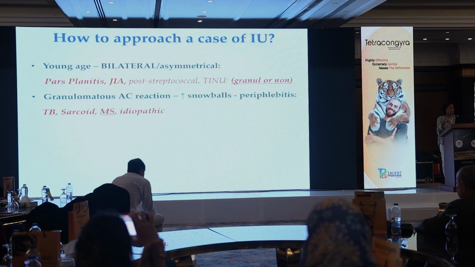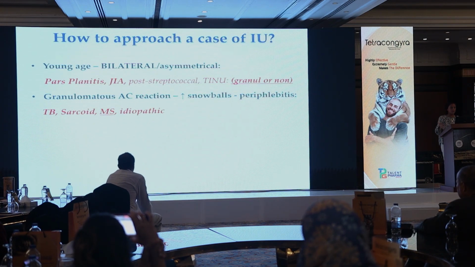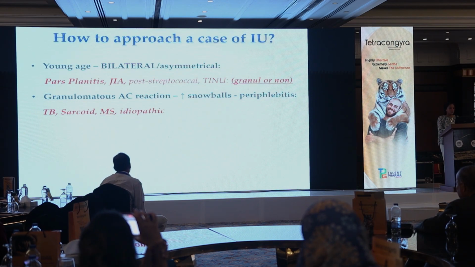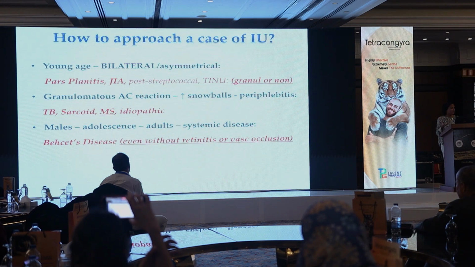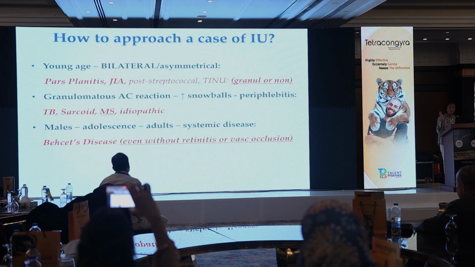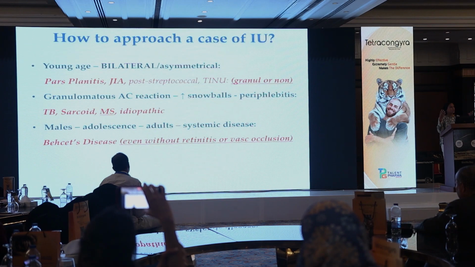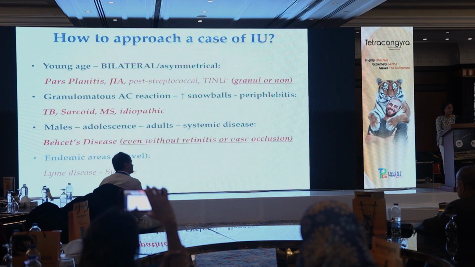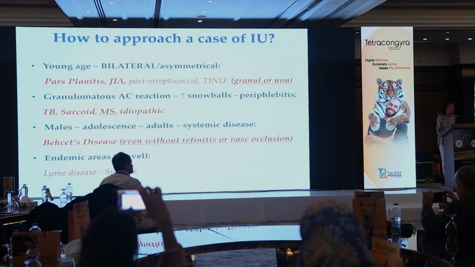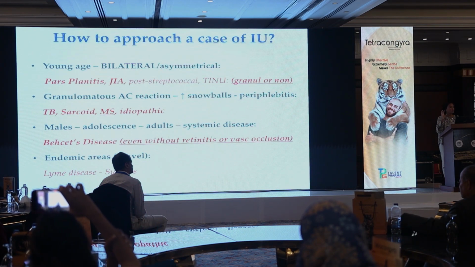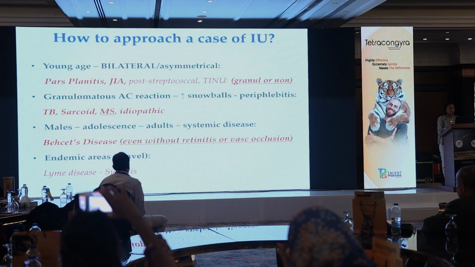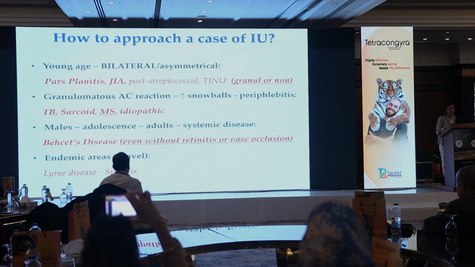Number two, if I have a severe granulomatous AC reaction and we tend to find extensive snowballs and extensive peripheral uveitis, I always think of TB, sarcoid, MS, or even sometimes severe idiopathic cases. If I have males, adolescents, adults, and they have systemic disease in the form of orogenital ulcers, skin manifestations, arthralgias, recurrent DVT, I think of Behçet's disease even in the absence of retinitis. And finally, we also ask about extramarital or abnormal sexual behaviors and the history of travel for cases of syphilis and Lyme disease. But I haven't seen Lyme disease here in Egypt.